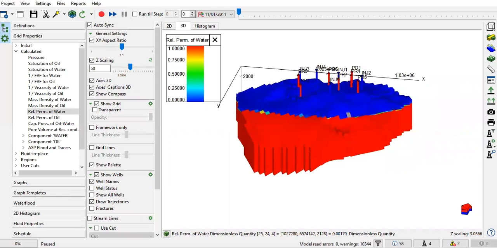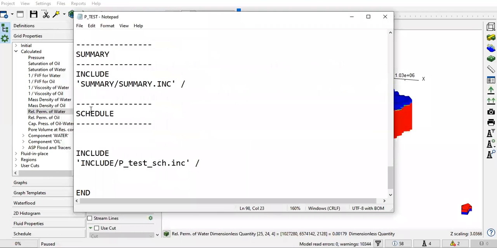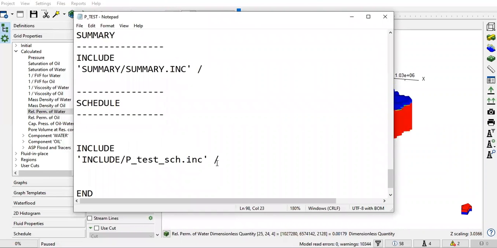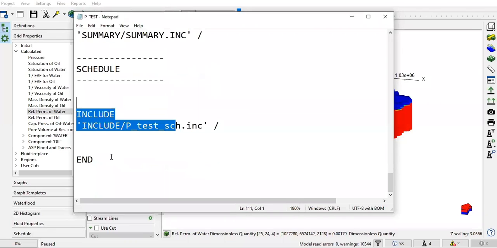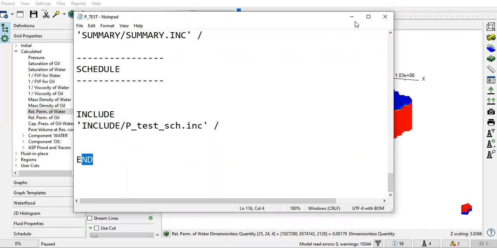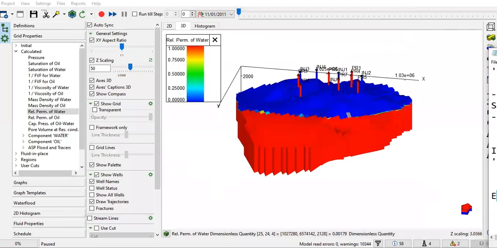Okay, and then summary as usual, schedule will be taken from this. Schedule will be important because we will provide the information for the polymer concentration from the include file of the schedule. And then N as usual. Okay, and then let's go to grid.